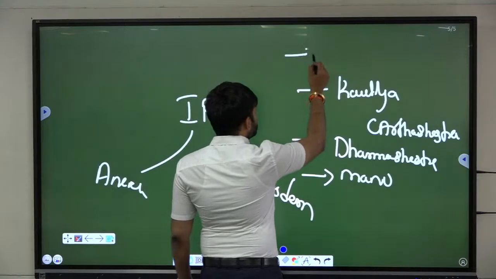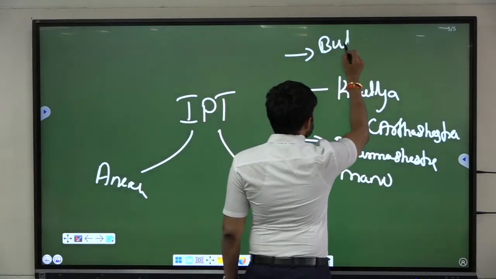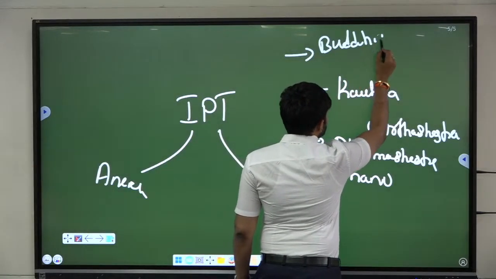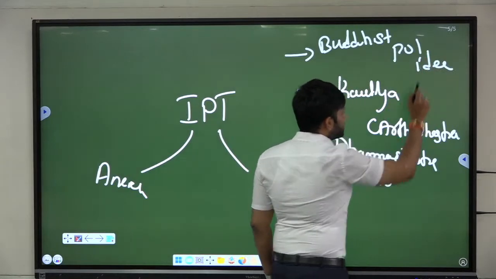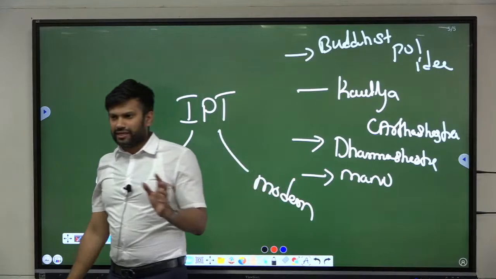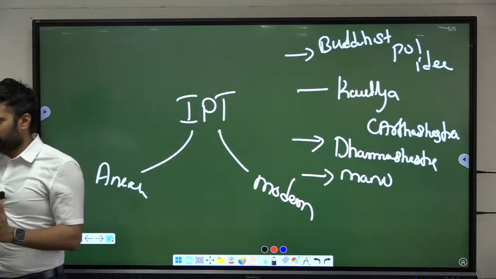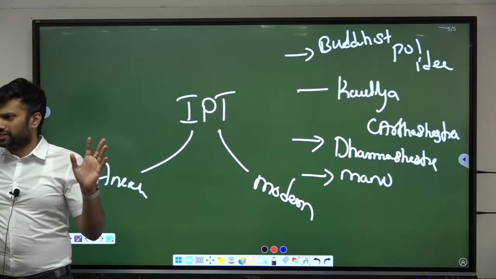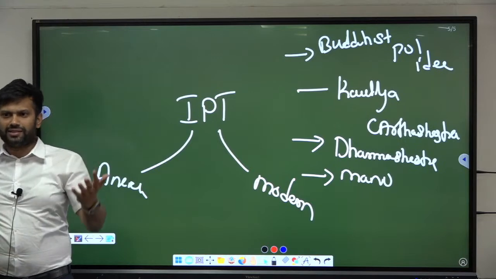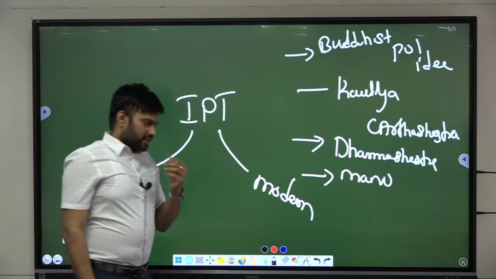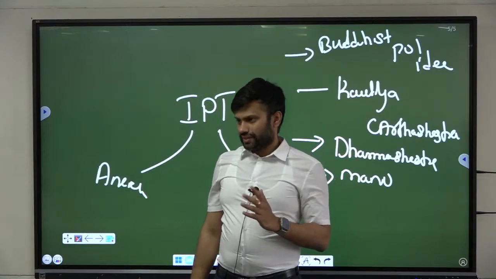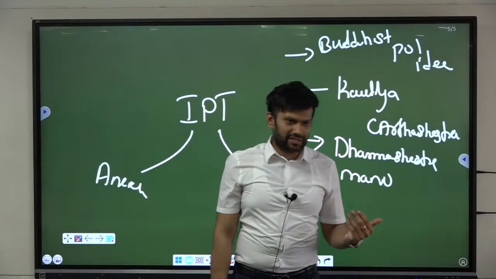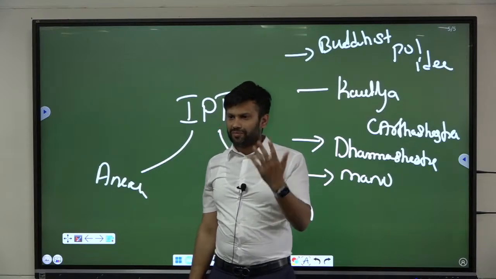Then we'll go into Buddhist political thought. Please understand, here we are not studying Buddhism. We are studying the political ideas given by the Buddhists, including Gautama Buddha and his followers. If you take present times, we have something called soft power. When you read international relations, there is hard power and soft power. What is soft power?